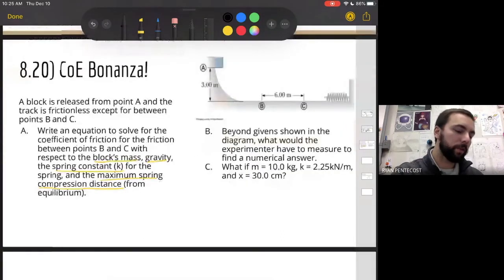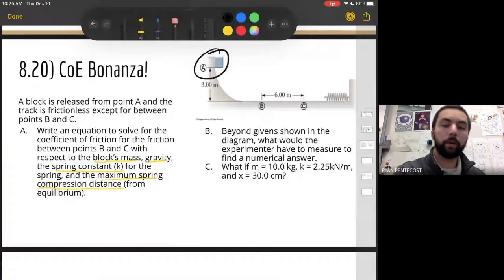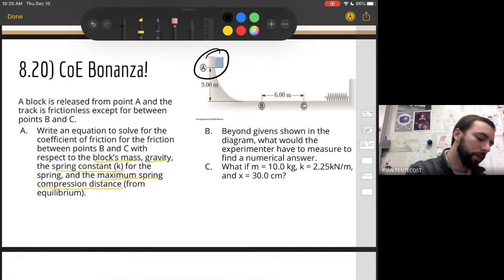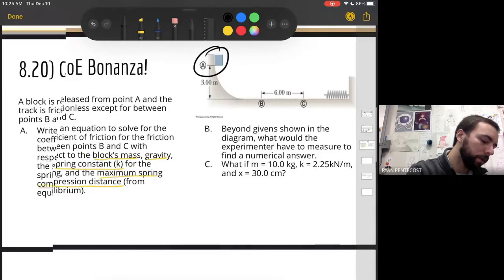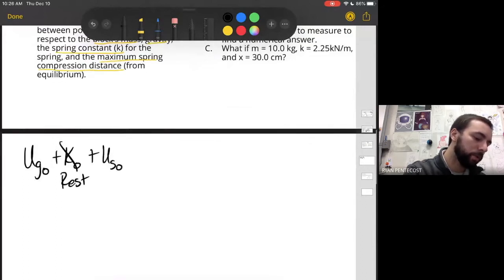So to do this, we need to set up our conservation of energy strategically. First, we need our initial energy. If we don't include A, there's basically no energy in it, right? We can't find our kinetic energy without the gravitational energy. So we would say that we start with UG naught, K naught, but that's going to go to rest, right? And then you've got the starting spring potential, which is sitting at its equilibrium, so that'd be zero.